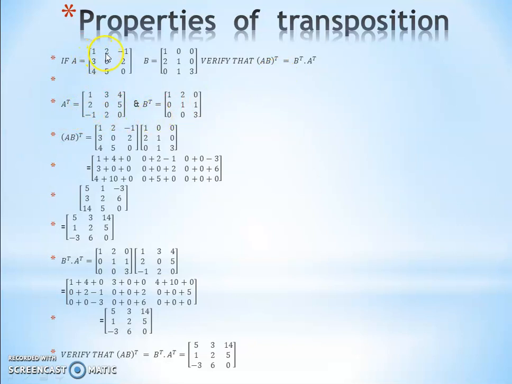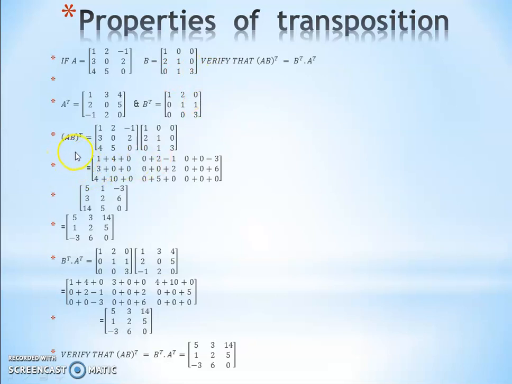A transpose: the first row 1 2 -1 becomes the first column 1 2 -1. Second row 3 0 2 becomes column number 2, 3 0 2. Row number 3, 4 5 0, is converted into column number 3, 4 5 0. Now B transpose: 1 0 0 is converted into a column 1 0 0. 2 1 0 becomes column 2 1 0. Third row 0 1 3 becomes column number 3, 0 1 3.